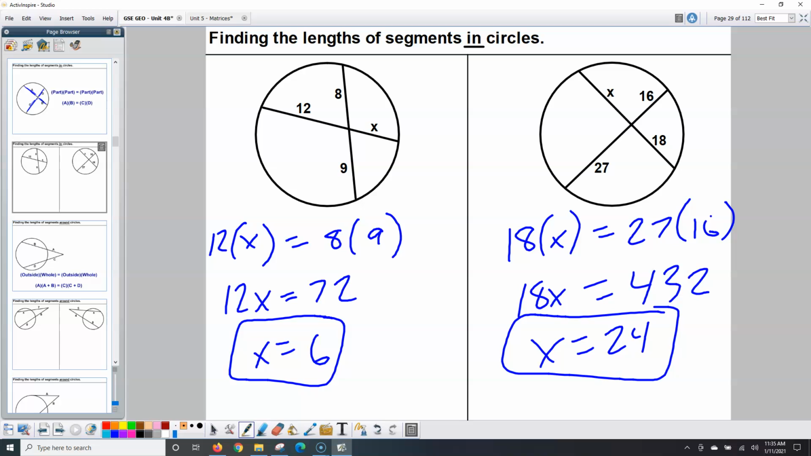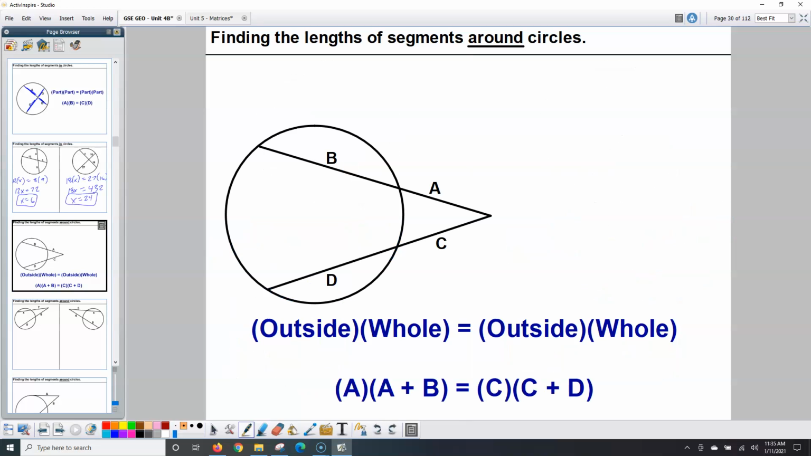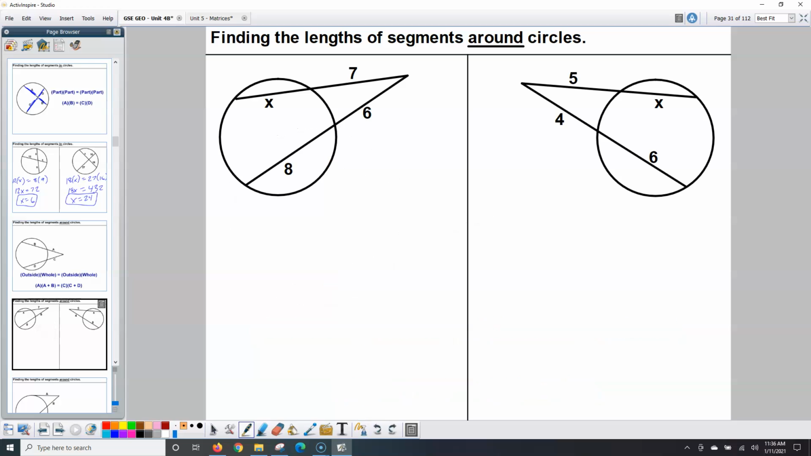Okay. So the next style is one where you have two secant lines. Secant meaning they're going to touch a circle twice. So I have two secant lines touching at a point outside the circle, and we say outside times whole equals outside times whole. So in this case, the outside part A times the whole thing equals the outside part C times the whole thing C plus D. Okay, so let's try a couple.